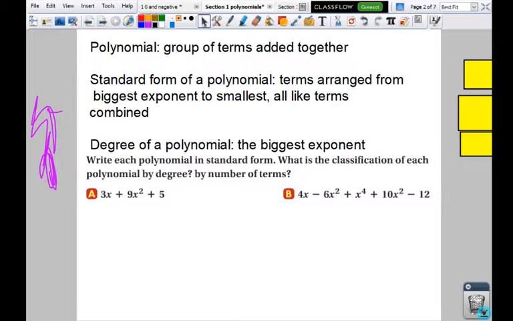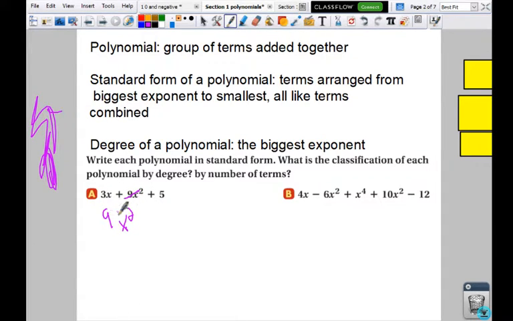So we're going to look down here. We're going to write each polynomial in standard form. We're going to classify it by degree, and we're going to do it by the number of terms. So let's look at the first thing. Standard form means biggest exponent to smallest. So this one is kind of out of order. My biggest exponent is x squared. I'm going to go 9x squared. And as I do these, I'm going to cross them off just to help me keep track.